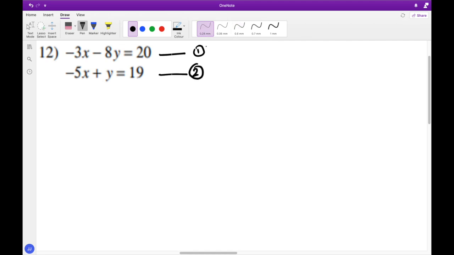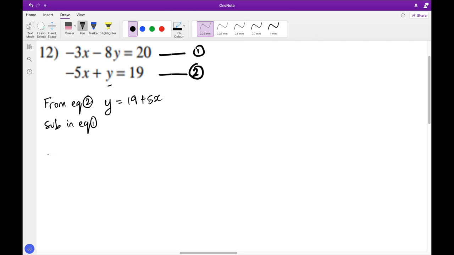So I can see here that in equation 2 I have just the single y. So that might make it easy for me to just throw over the 5x. So from equation 2, if I throw over the 5x, I'll have the y alone over here: y equals 19 plus 5x. Now that I have something for y, I can take this and sub it in equation 1.